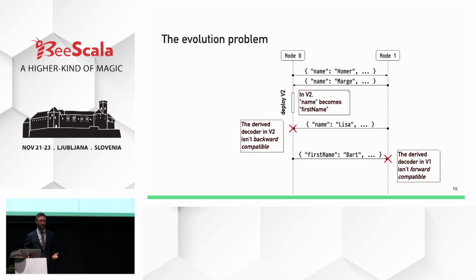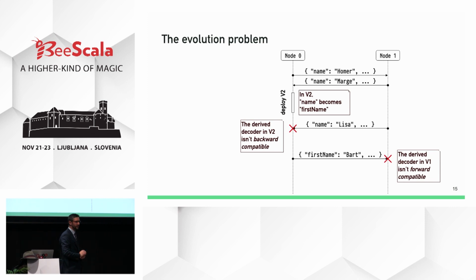So let's imagine a very simple distributed system where we have only 2 nodes. And they communicate with each other by sending JSON messages. And in that case, the JSON message contains a field called name.